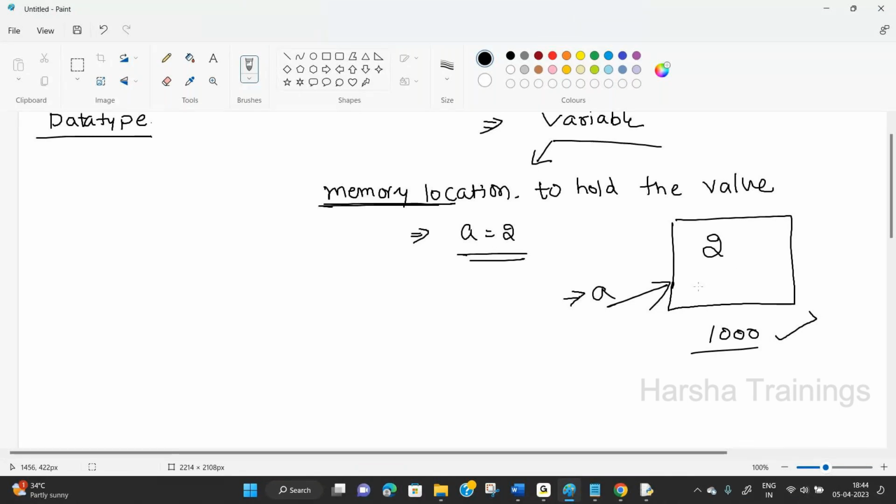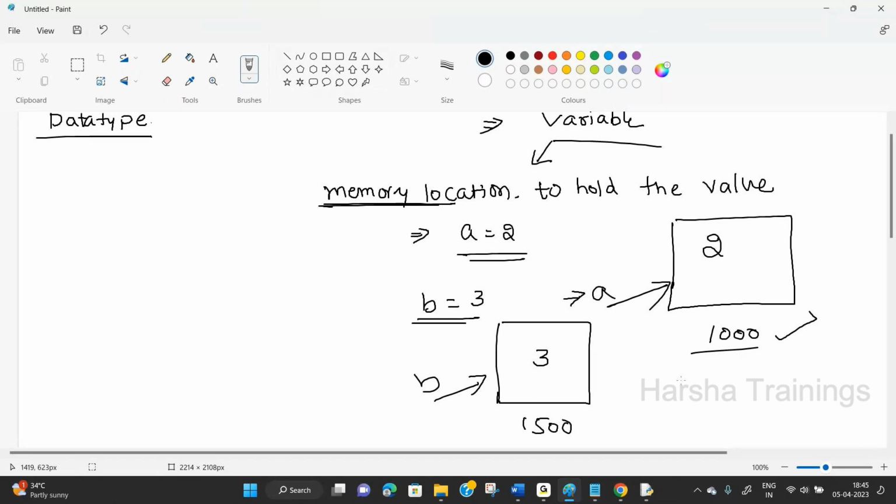For example, I am writing one more statement, b is equal to 3. The same concept applies. Now this is referred to by b. Assume it has some address, 1500, whatever it is. Within this address, the value 3 is stored. You understand? A variable is a memory location which is used to hold some value.